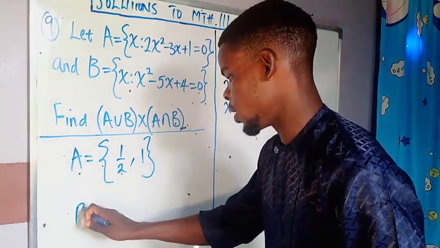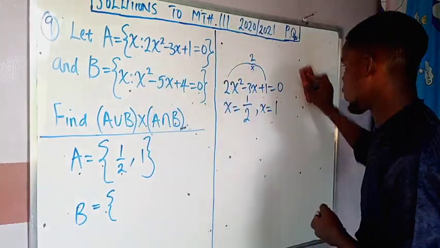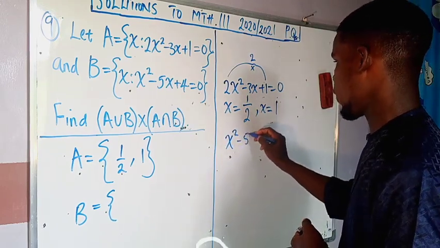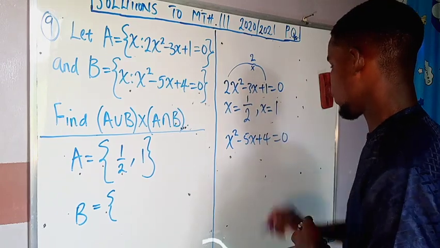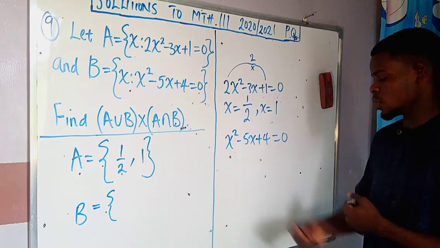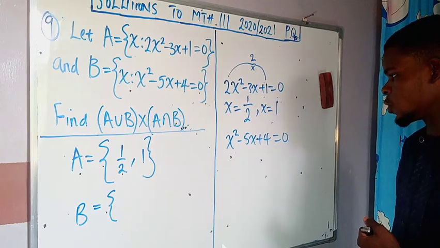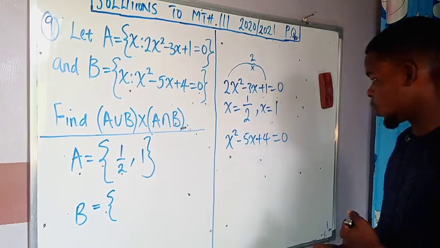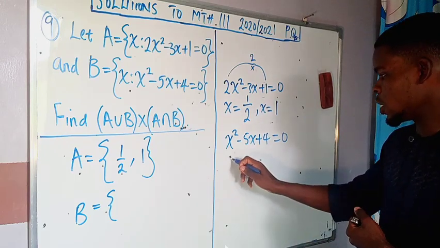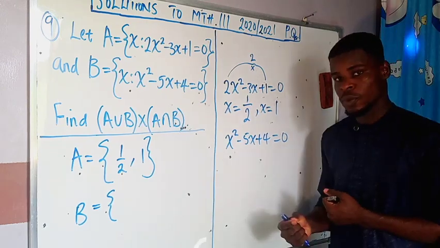Okay, let's do the set B as well. Let me clean this up. Okay, maybe we still have a little room. So we have x squared minus 5x plus 4 equals 0. We try to get the factors or the solutions here. I'll use the factorization method as well. We notice that this is 4, and we need two factors. These two factors, when we multiply, we get 4, and when we add, we get negative 5. Well, if you take the two factors to be negative 4 and negative 1, the product will give you positive 4 and the sum will give us negative 5.